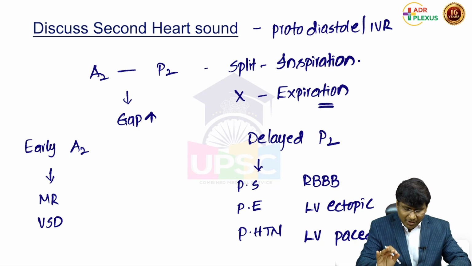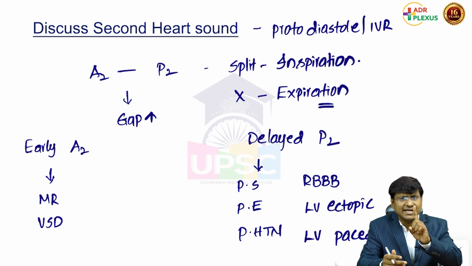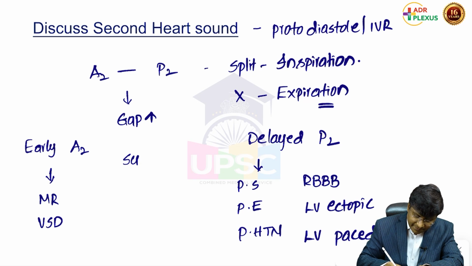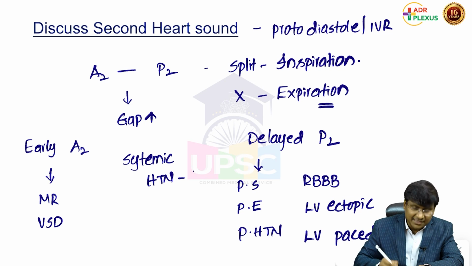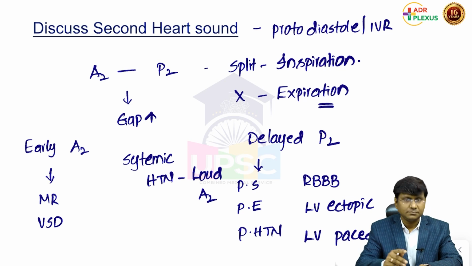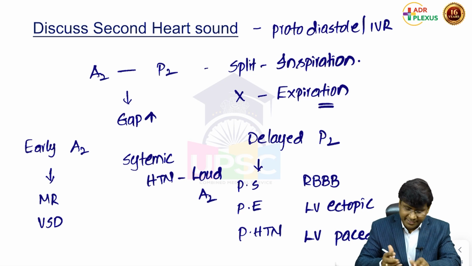Okay, so this is about regarding the S2. There is one condition, or there are some conditions, where you will have a single S2. For example, in patients with systemic hypertension, you will listen to S2, right? That is only A2 is heard. So you will have a loud A2, right? That is in systemic hypertension.